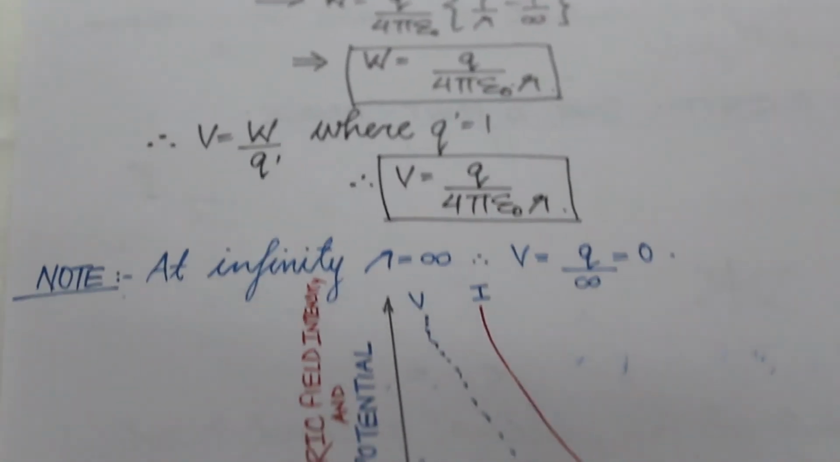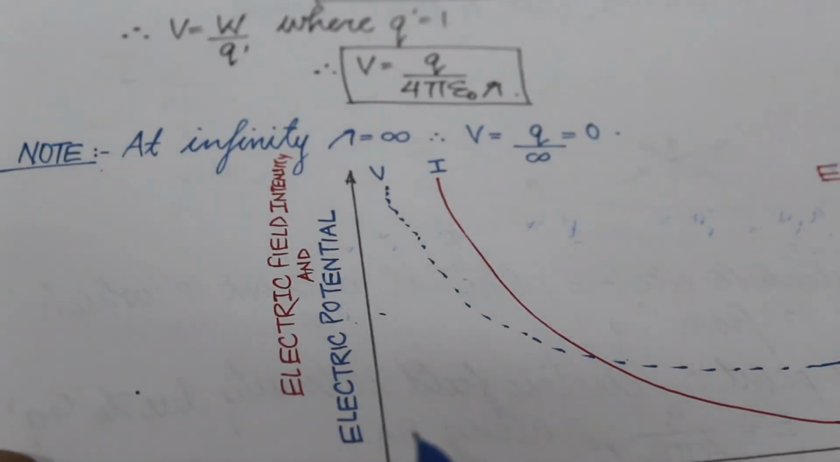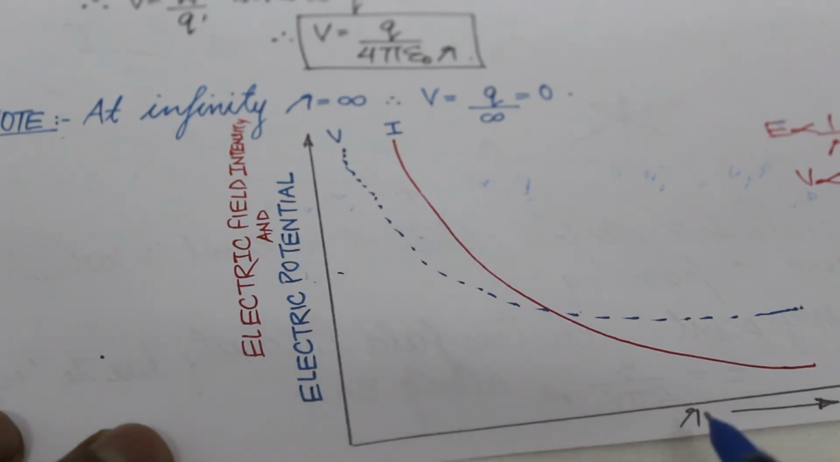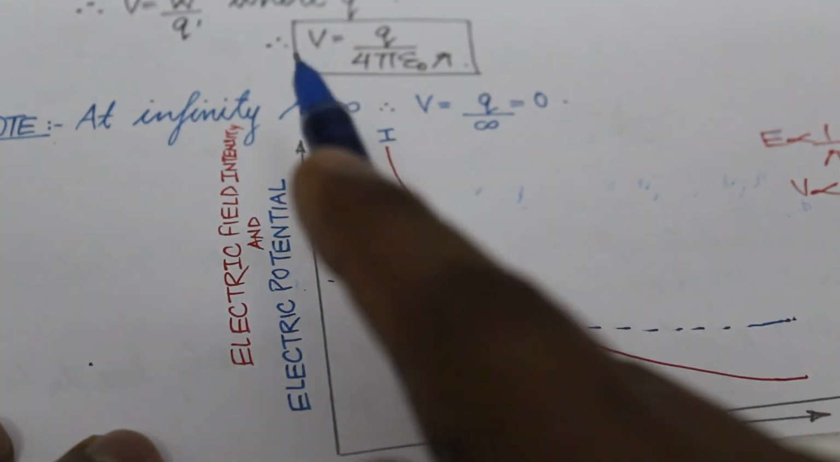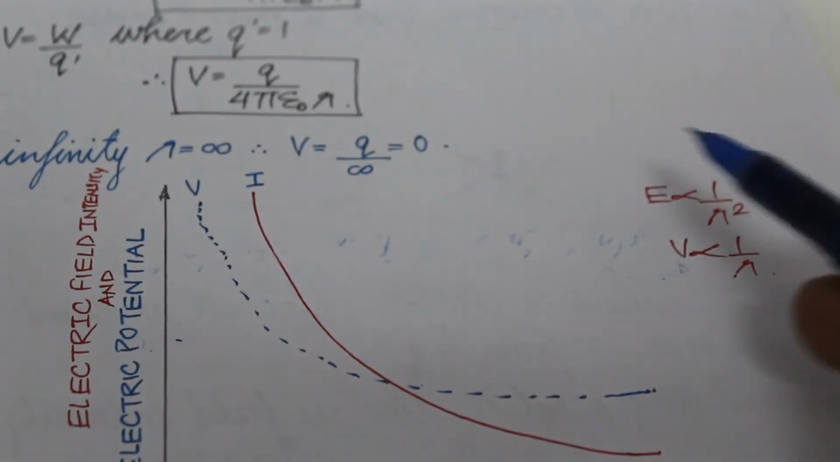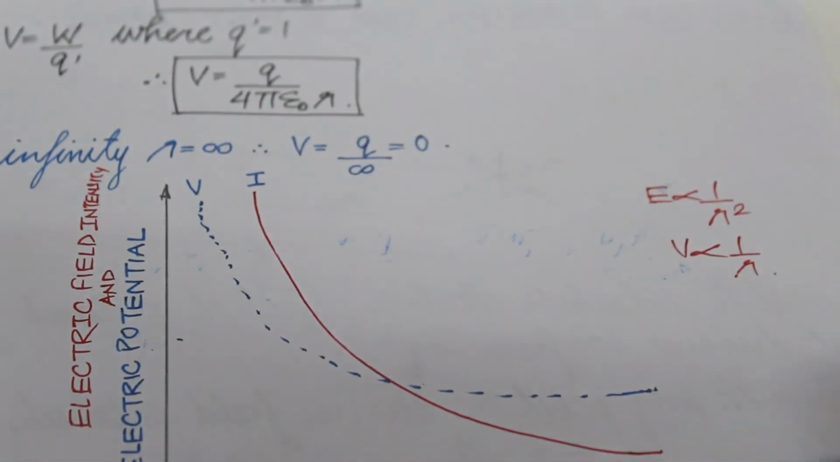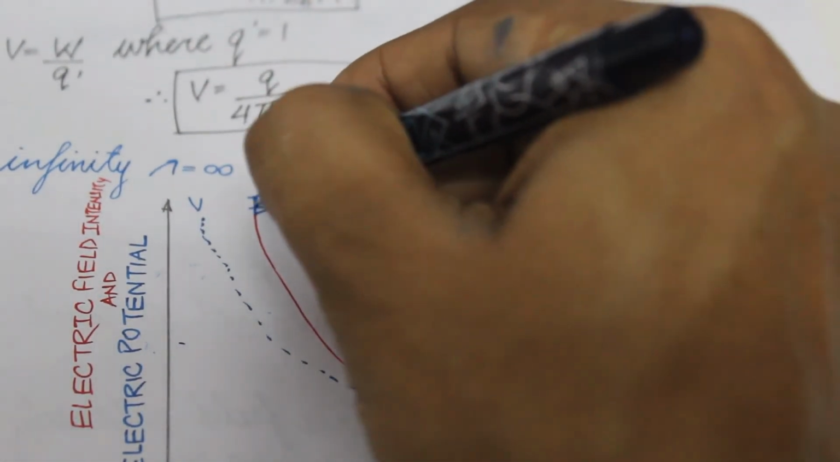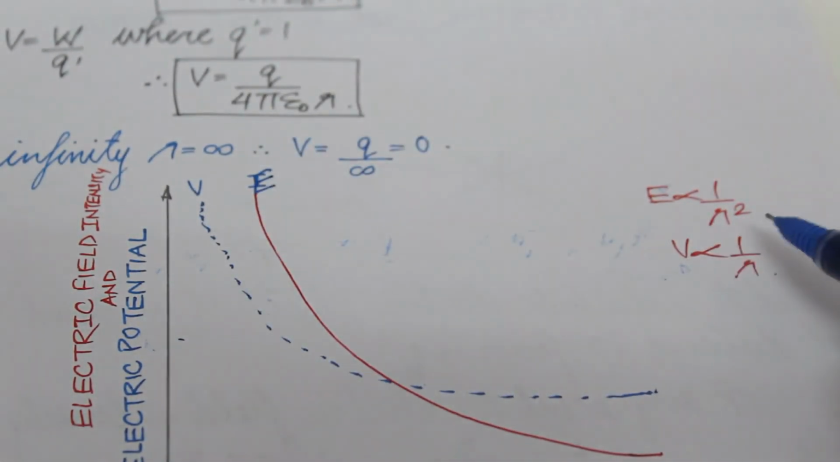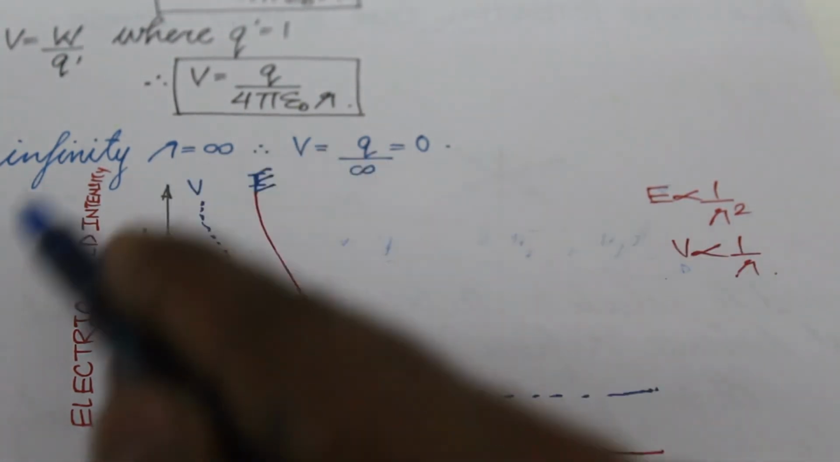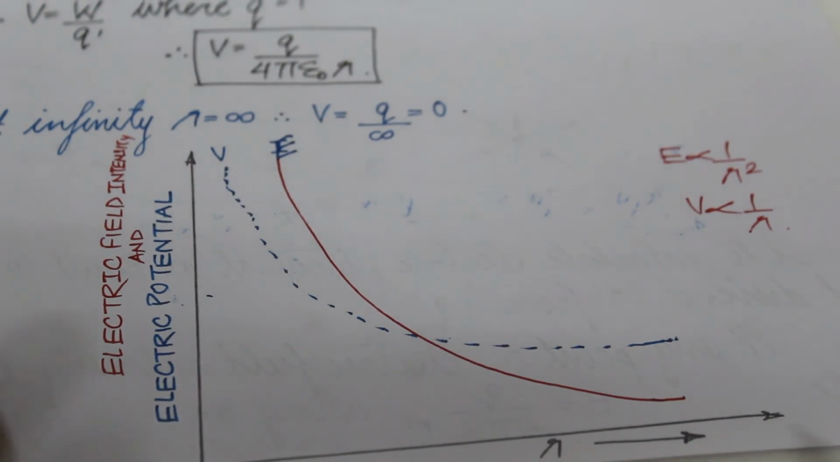Now if we compare electrostatic potential and electric field and draw a diagram with respect to distance, we get this graph. As you can see, E is inversely proportional to R square, so it is a steeper graph. This is E. And V is inversely proportional to R, so it is a graph of this shape. So this is the way we can compare electric field intensity and electrostatic potential.